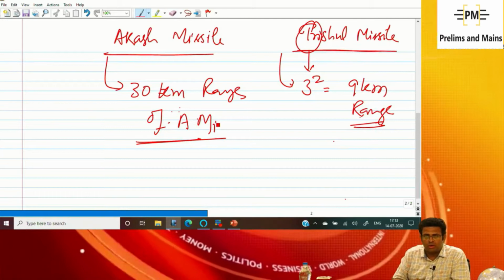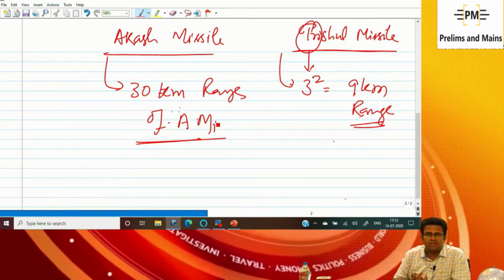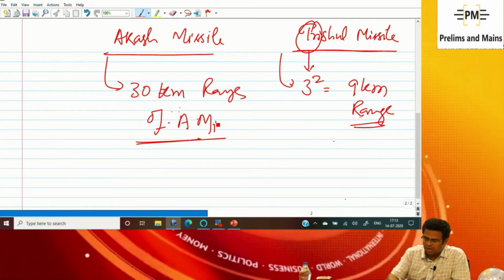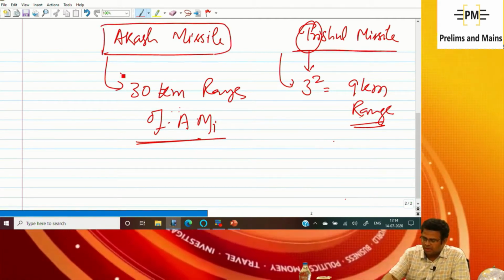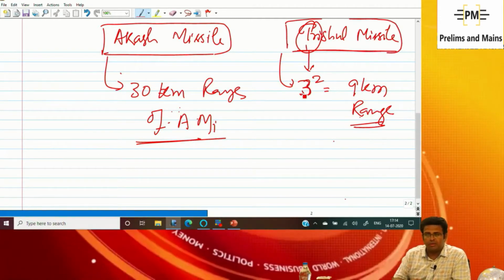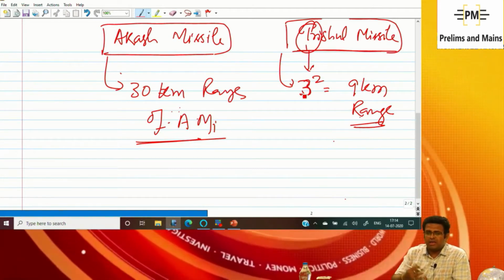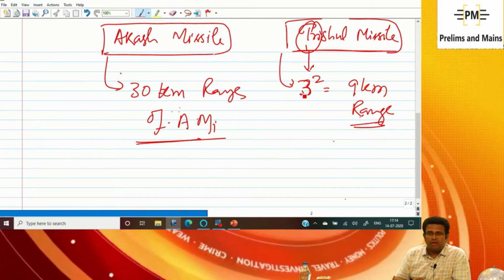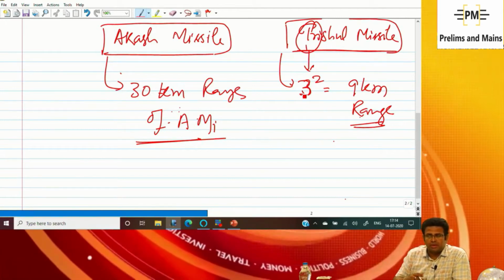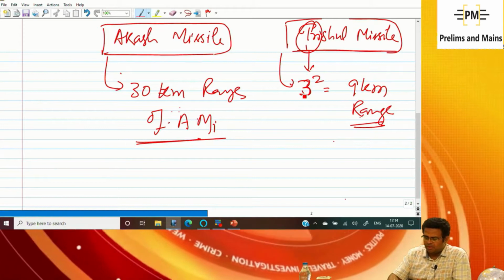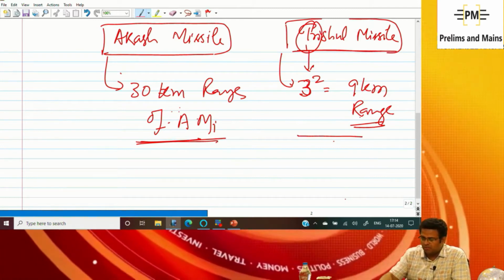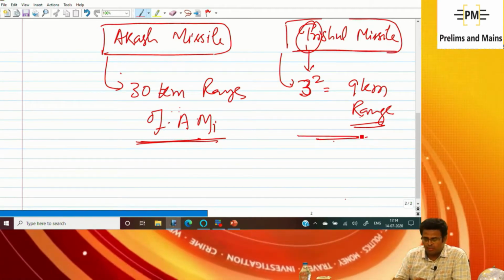It is a surface to air missile, and in a smaller range we should not discuss how much stage 1, stage 2 and so on. They are very small, and the fuel is utilized accordingly. So Akash missile is surface to air, and Trishul missile is surface to air, 3 square, that is 9 kilometers. If any aircraft, like an F-16, is coming from the Pakistan side, then with the help of this Akash missile we can destroy it. Anything which is coming in the air we can destroy with the help of Trishul missile and Akash missile. So perhaps it is clear to you.